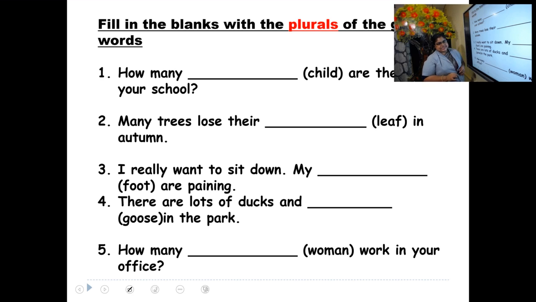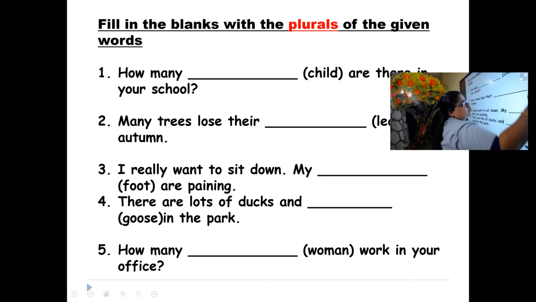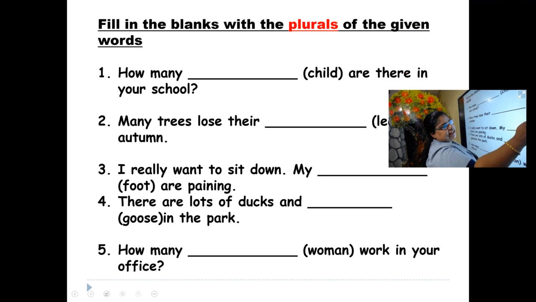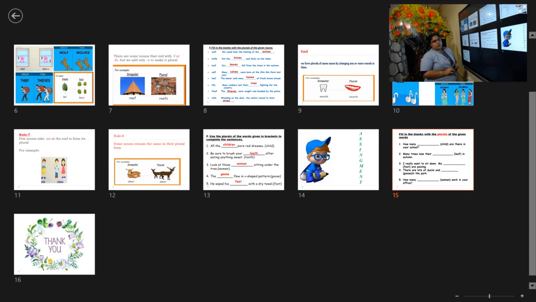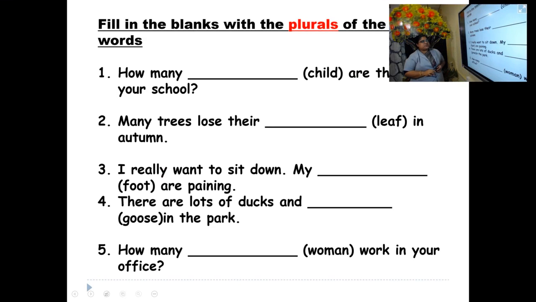Teacher, I have given you some sentences here. So you want to write the plural of the words given in bracket. So look here, how many dash are there in your school? First one is how many dash are there in your school? You want to write the plural of child. You know what's the plural of the child? So you want to write that. Next one. Second question. Many trees lose their dash in autumn. Again, leaf is written in the bracket. Write the plural of that.